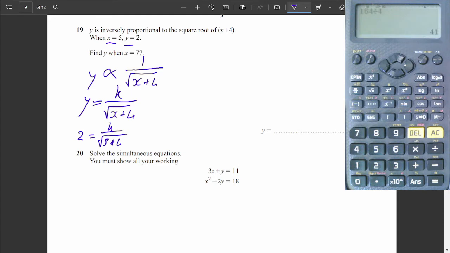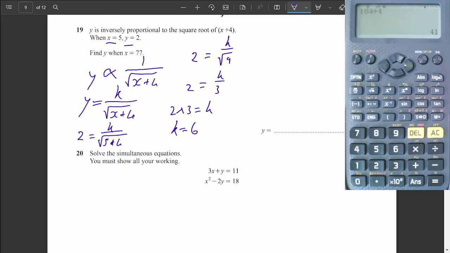Right, that will give us 2 equals k over 5 plus 4, which is 9. The square root of 9 is 3. Multiply the 3 to the other side. We get k, the constant, equals 6.